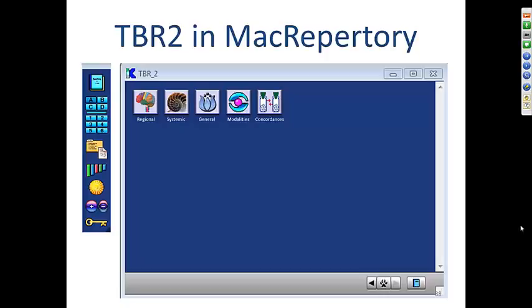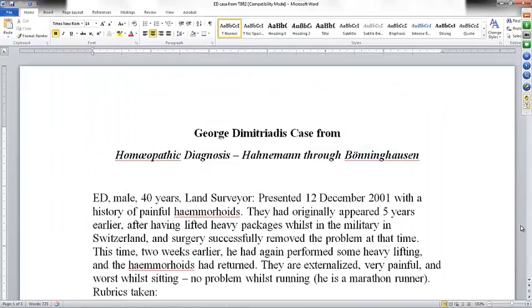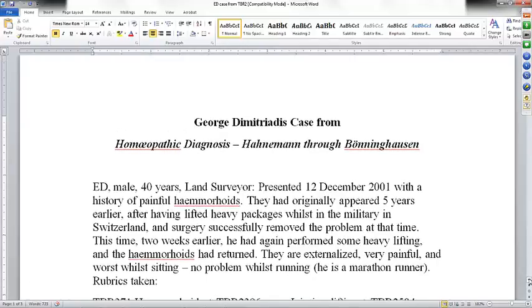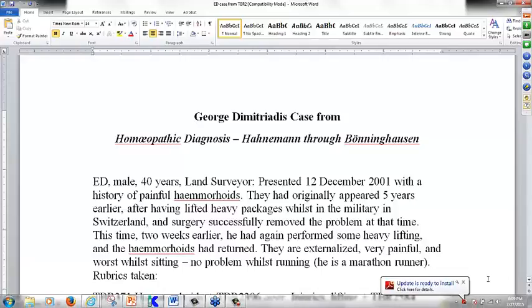Okay. I'm going to show you a case that's actually published in Homeopathic Diagnosis. It's a case of George Dimitriadis, because I think he nicely explains how this repertory can actually be used in practice. So this is again from Homeopathic Diagnosis, and this is a case of George Dimitriadis's.